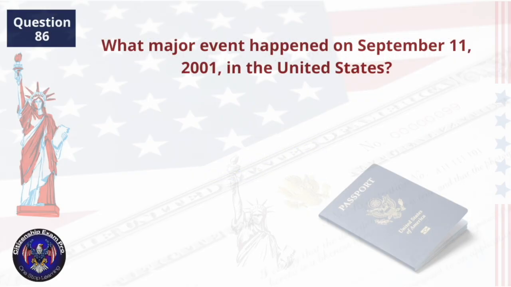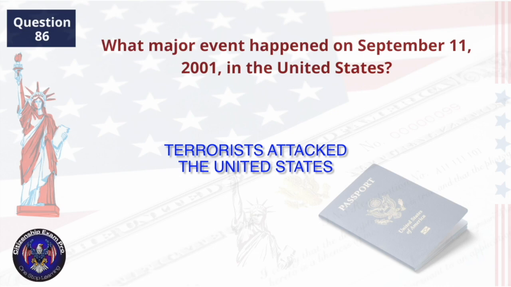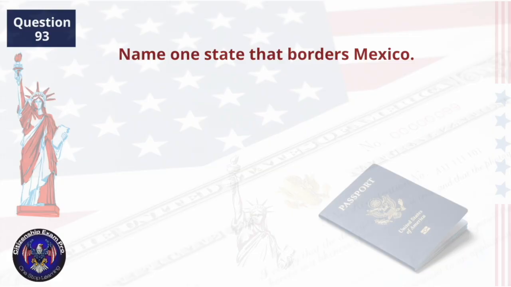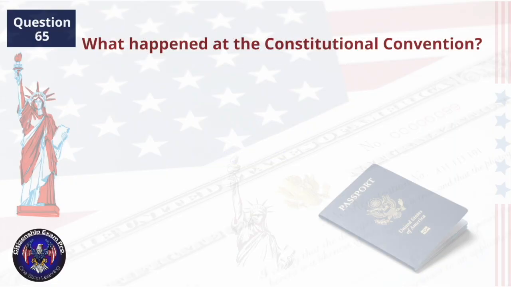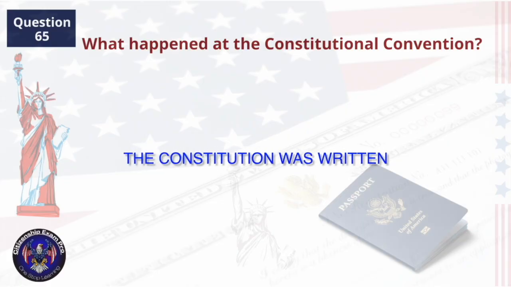What major event happened on September 11, 2001 in the United States? Terrorists attacked the United States. Name one state that borders Mexico. California. What happened at the Constitutional Convention? The Constitution was written.